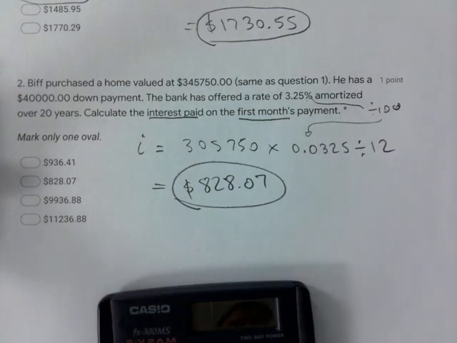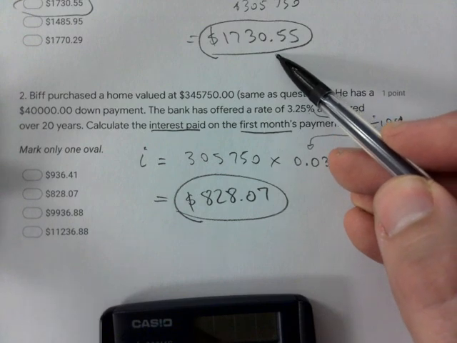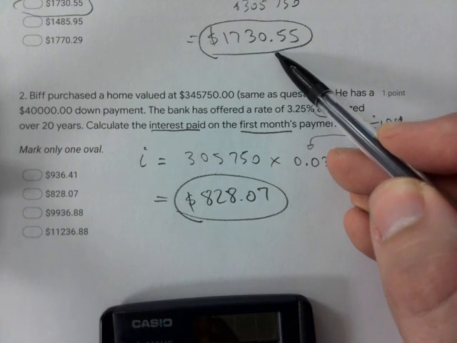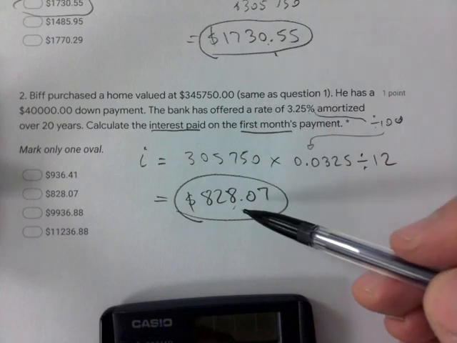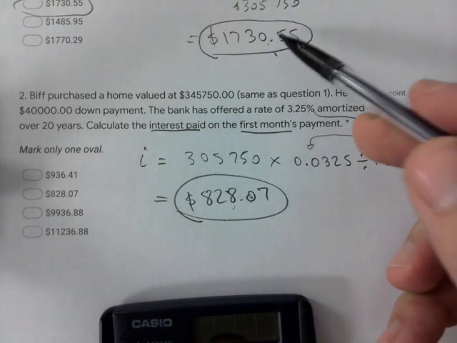So on the first month's payment, 828 goes to their pockets. That's the interest that you pay on that first payment.